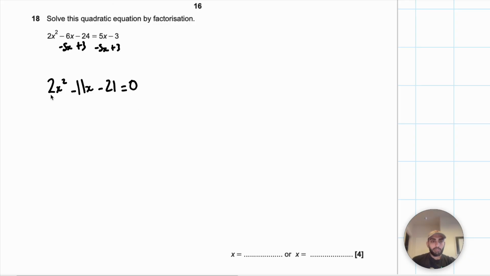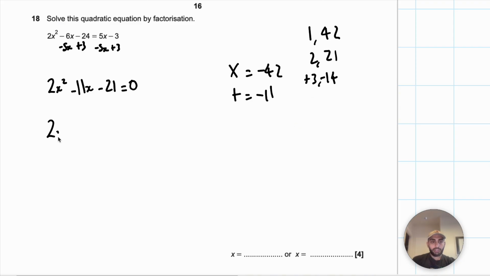I'm looking for two numbers that multiply to give me 2 times negative 21, so they need to multiply to make negative 42, and they add to give me negative 11. Let's write out the factors of 42. So 1 and 42, 2 and 21, 3 and 14, and I think this one would work. So we need one of them to be negative and one of them to be positive because they're multiplying to become a negative. So I'm going to choose negative 14 and positive 3.